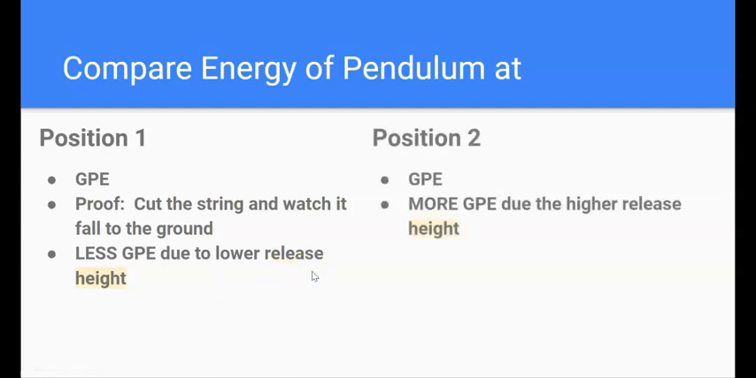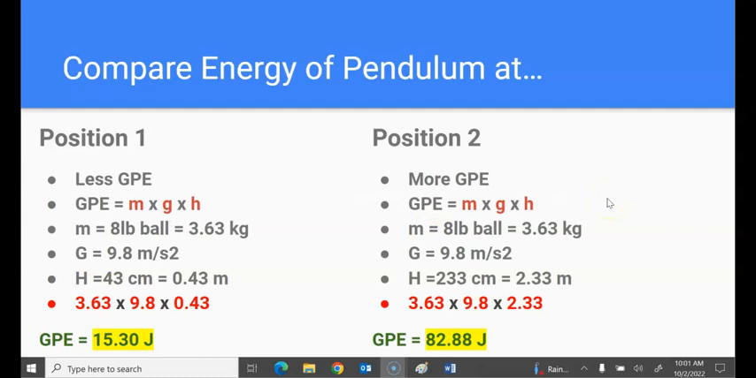This was the same thing that you did with your pendulum, except you used a smaller mass. You didn't use a big bowling ball. Position 2 is also 100% GPE, but there's more of it. Even though it's the same pendulum, you lifted it to a higher height and it is at rest. We can prove that with math.